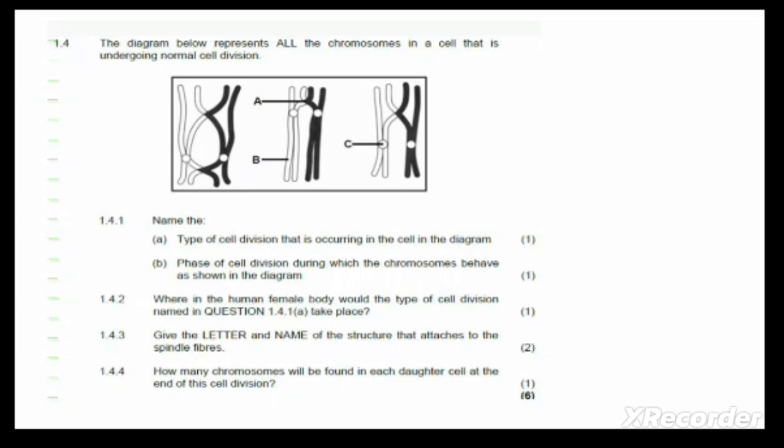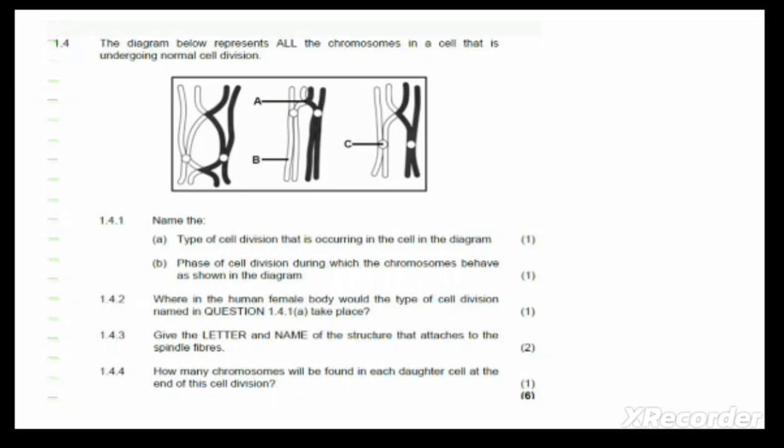How many chromosomes will be found in each daughter cell at the end of the cell division? If they're asking you about the number of chromosomes that will be found at the end of the division, and in the diagram you are given meiosis 1, like in the diagram, we are given meiosis 1, that is prophase 1.